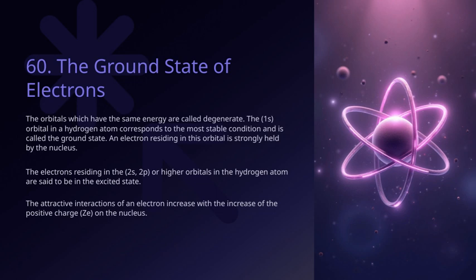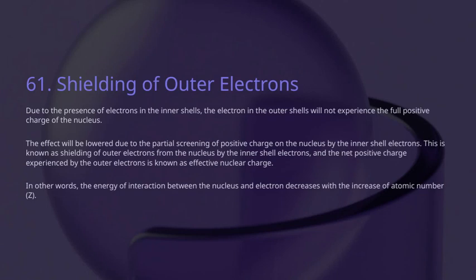So, in essence, what we're looking at is how the energy of interaction between the nucleus and the electron changes as the atomic number, Z, increases. And what we see is that this energy actually decreases with a higher Z. The reason behind this is related to what we call shielding. Inner shell electrons partially block or screen the positive charge of the nucleus from the outer electrons. This phenomenon is known as shielding of outer electrons by inner shell electrons.